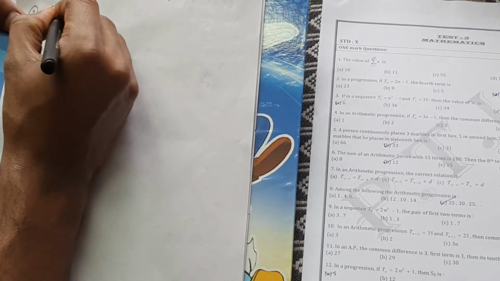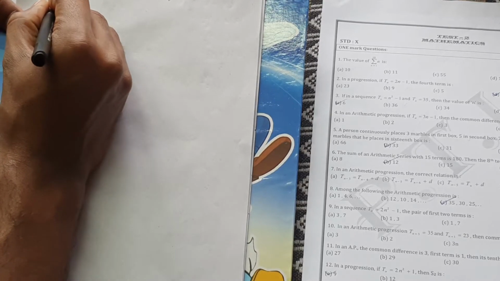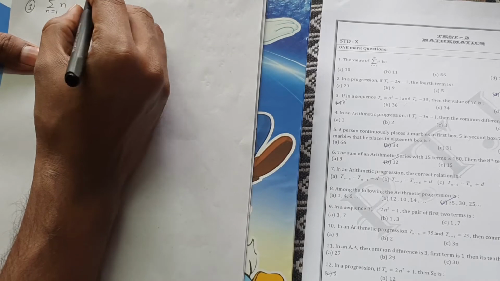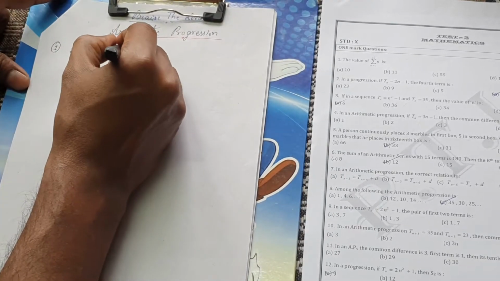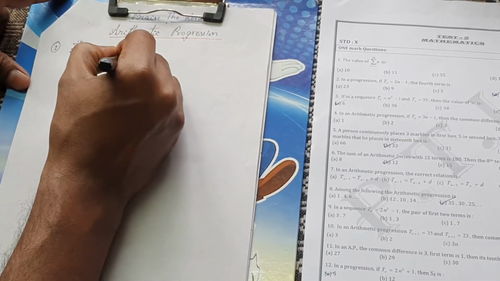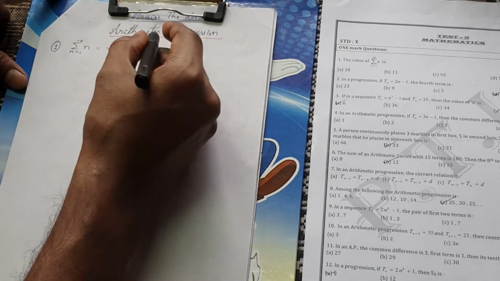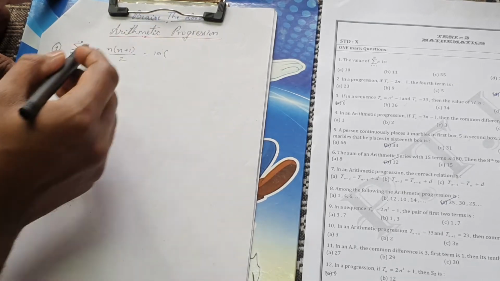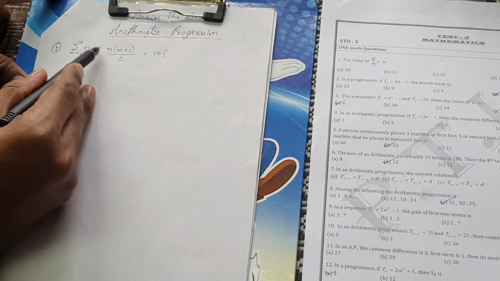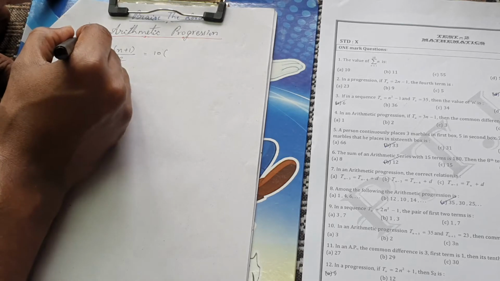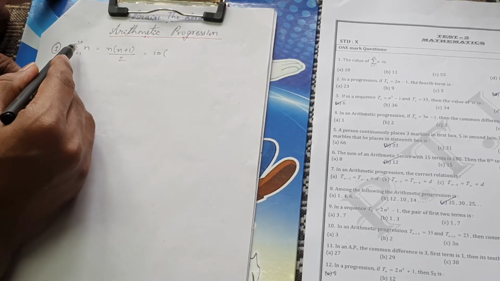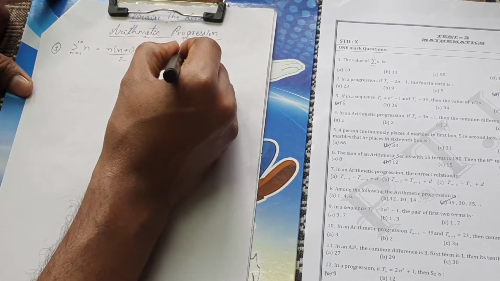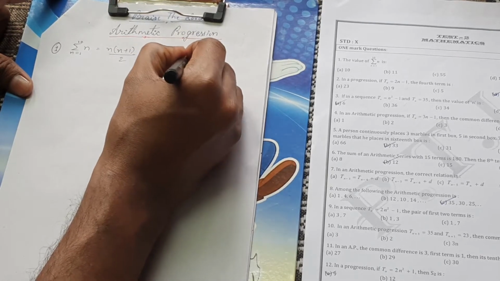Now, summation of n starting from 1 to 10. We know sigma n is nothing but n into n plus 1 divided by 2. Because n is starting from 1 to 10, let me substitute the maximum, the last value of 10, because we want the sum of 10 terms. The sum of 10 terms is nothing but 10 into 10 plus 1 divided by 2.